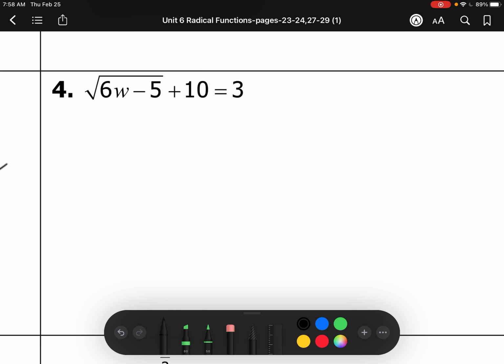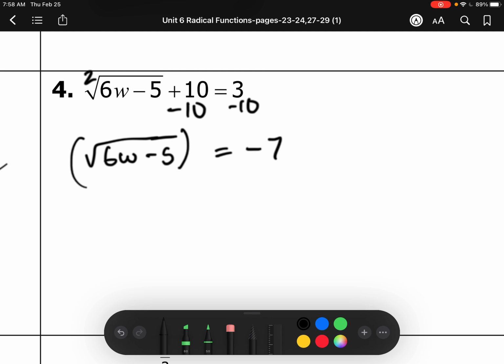Number 4, we have the square root of 6w minus 5 plus 10 is equal to 3. So step 1, isolate our radical. Subtract 10 from both sides. I'm going to write the index over here just so I don't have to repeat it later on. So then I'm left with the square root of 6w minus 5 is equal to 3 minus 10, which is going to be negative 7, right?